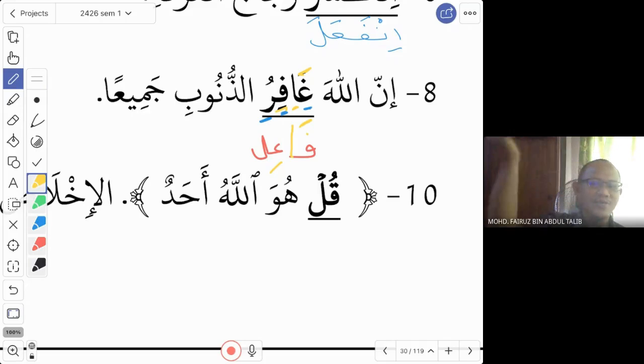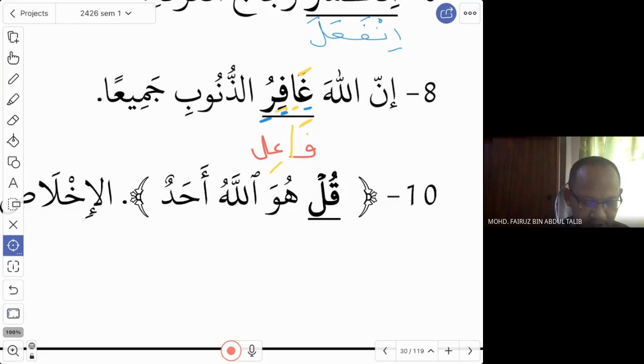Okay, so later we will learn this. When it is fa'il, what does it mean? Fa'il means the person who does that. So ghafara is the fi'il, forgive. Fa'il, ghafir, the one who forgives. So by knowing the wazan, you will be able to guess the meaning of the word itself. Okay, right. And number 9.